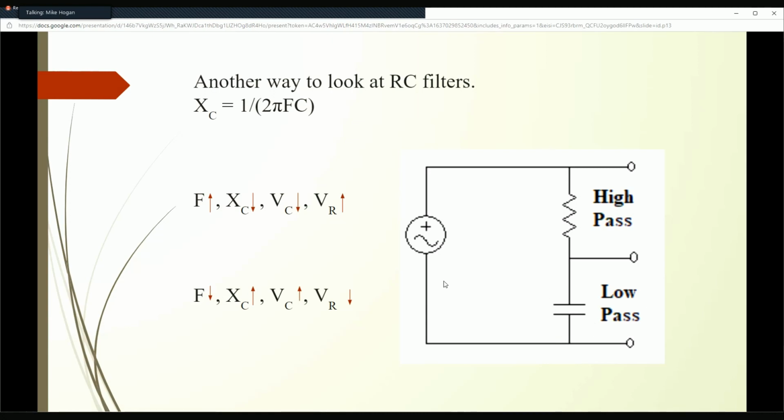As the frequency decreases, because of our formula, X sub C and frequency being inversely proportional, our X sub C is going to increase, which means our voltage is going to increase. So everything here increases, which means that our voltage developed across our resistor must decrease, right? So, high pass versus low pass filters.